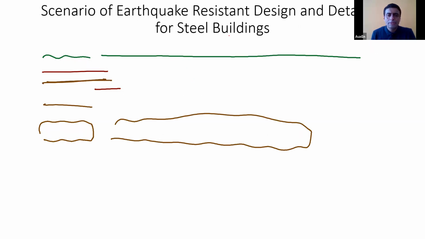So let us begin with the codal scenario, what is happening in India and what has happened in India in the past, what has happened in other countries when it comes to earthquake resistant design and detailing for steel buildings. Before that, I would like to ask a few questions. What is the code for earthquake resistant design and detailing of steel structures in India? What is the code?